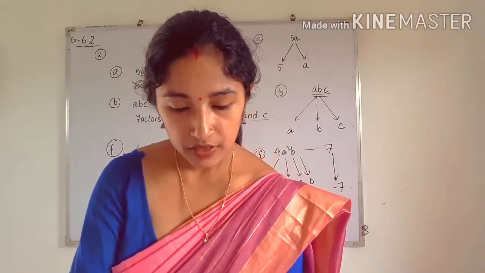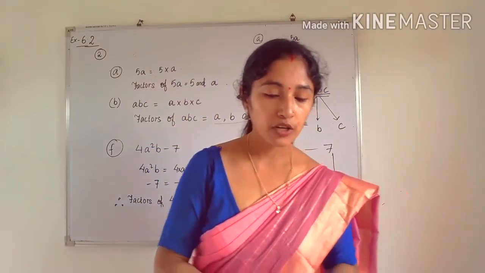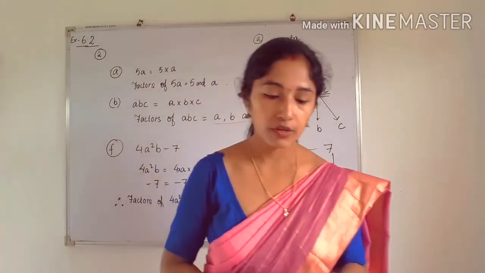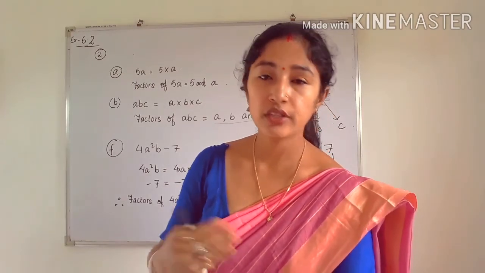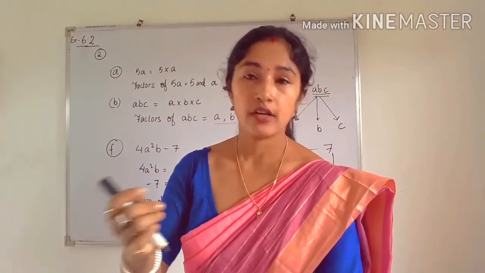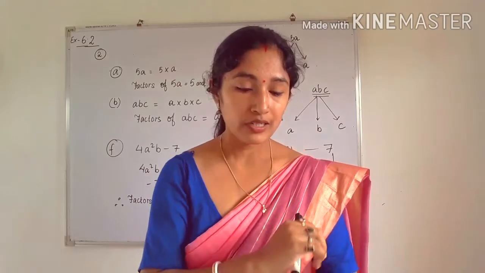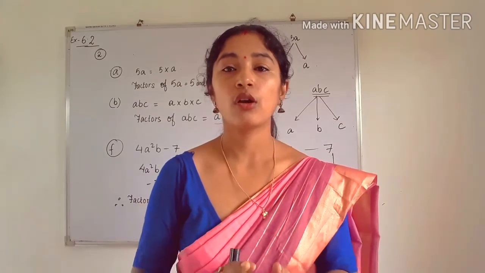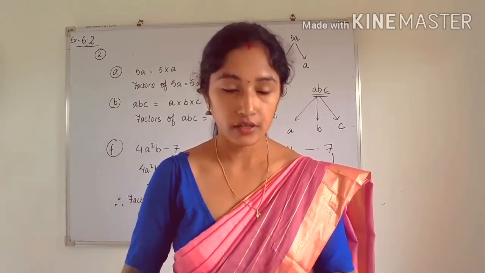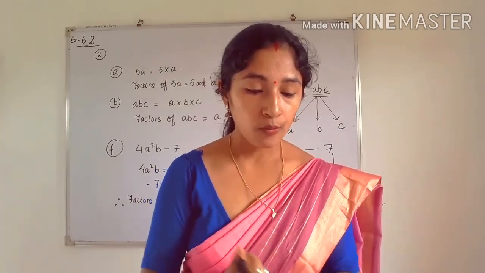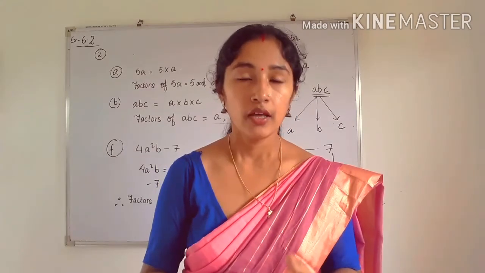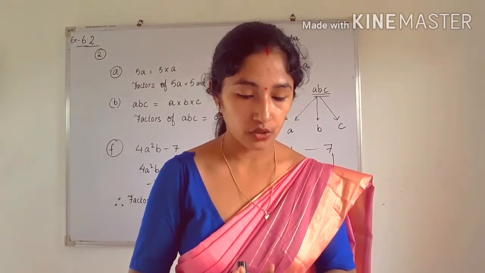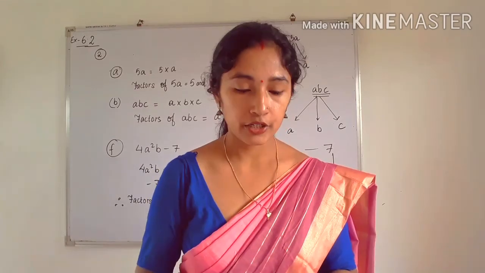Number C, an algebraic polynomial with 3 terms is called a trinomial. Next, number D, an algebraic expression with more than 3 terms, what is it called? It is called polynomial, because it contains many terms. Poly means many. Next, number E, all monomials, binomials, trinomials and polynomials, what are they called? They are called algebraic expressions.